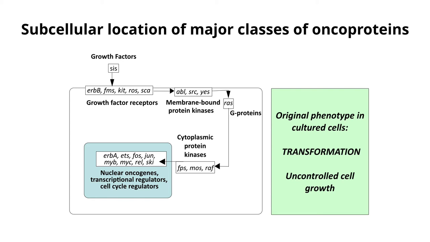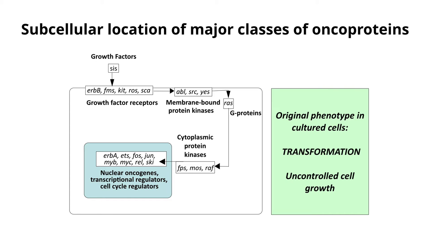There are also membrane-bound protein kinases that are in this pathway. So growth factors bind receptors. There's a signaling cascade occurring through membrane-bound kinases, G proteins, cytoplasmic protein kinases, and eventually some of these proteins get into the nucleus and stimulate transcription of genes involved in cell proliferation. At every step of this mitogenic pathway, the oncogenes can be found. So growth factors, growth factor receptors, membrane-bound kinases, G proteins, cytoplasmic kinases, and nuclear transcriptional regulators. You can see all of these are given these funny names from the viruses that we just talked about, and they're all components of this pathway.